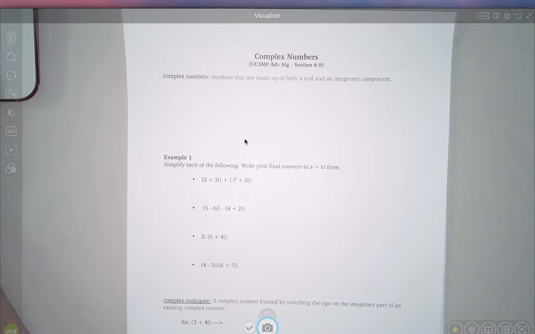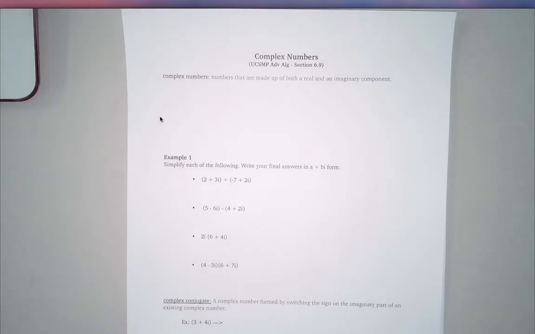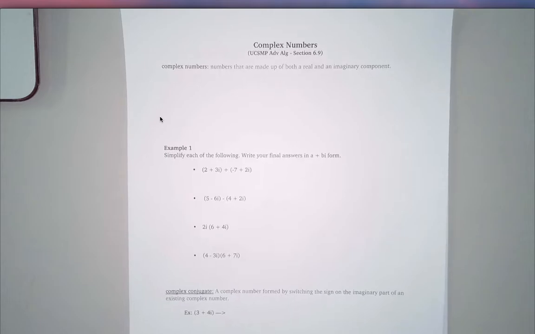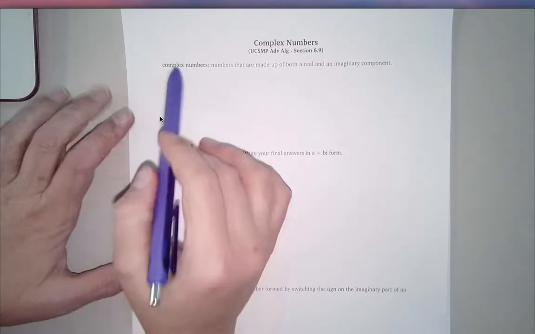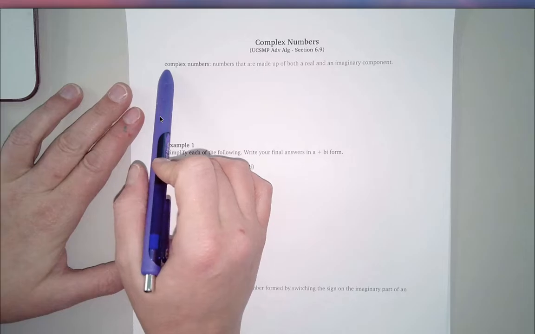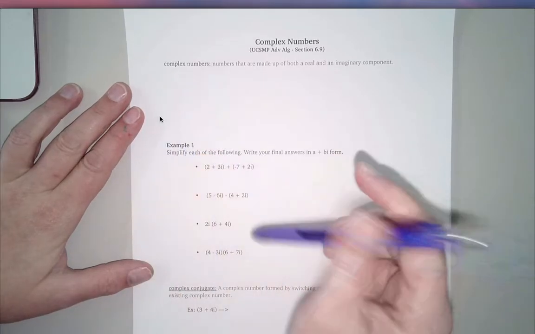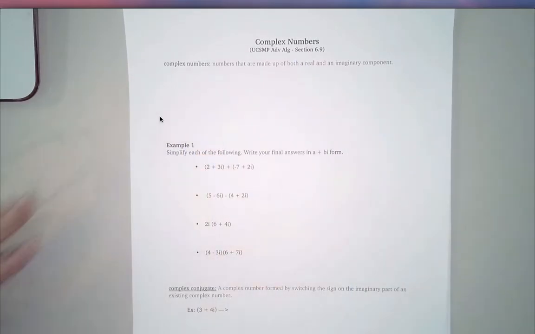Everyone. Today's lesson is on what's called complex numbers, and this links very well with what we did yesterday with imaginary numbers. Okay, so most of the math that you're going to see here is not really all that new, but we do have a new definition for you here. So complex numbers are really just numbers that are made up of a real and an imaginary component. And these aren't going to look like the numbers that you're used to.